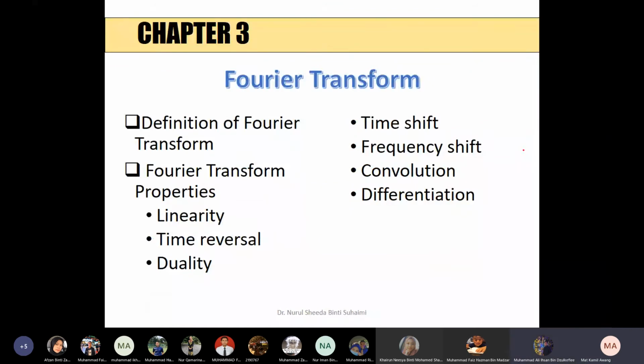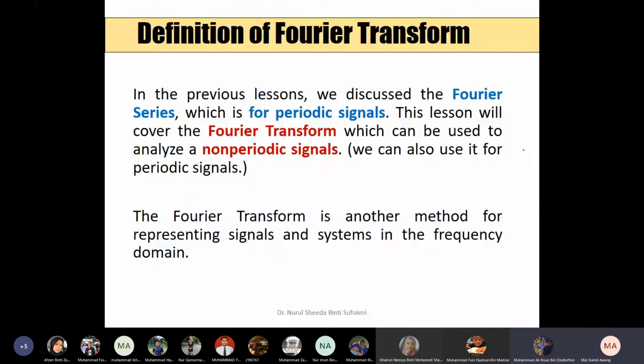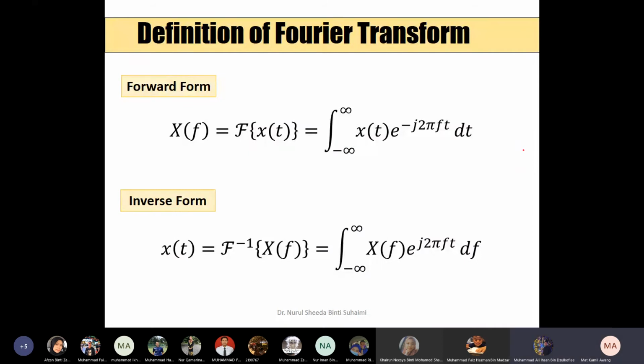So what is the Fourier transform? In the previous lecture, we looked at the Fourier series, which is for a periodic signal. The Fourier transform is for a non-periodic signal, but we can also use it for a periodic signal. It is another method for representing signals and systems in the frequency domain. This is the forward form: capital X of f is equal to the Fourier transform of x of t, given by the integration from minus infinity to infinity of x of t e to the minus j 2 pi f t dt. This is the formula of the Fourier transform.